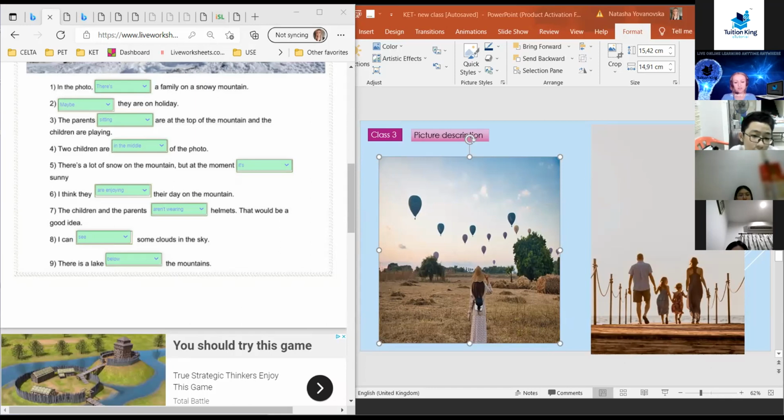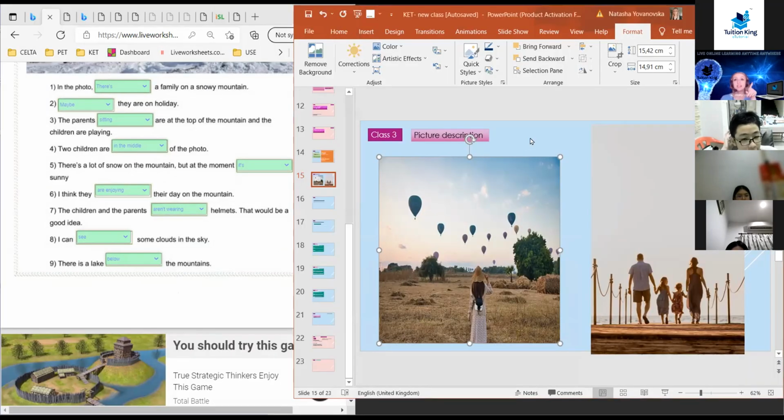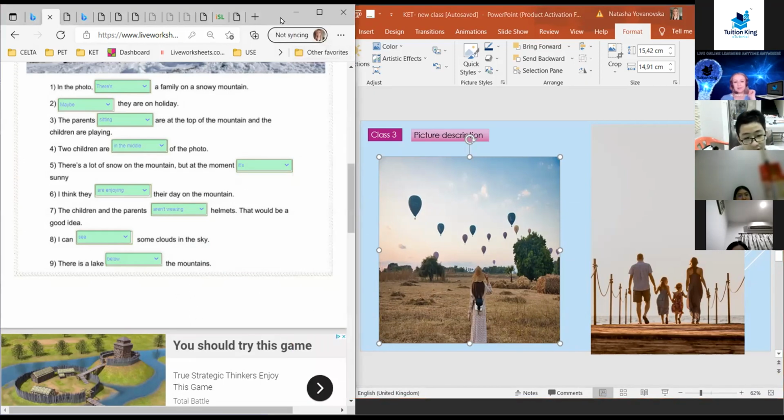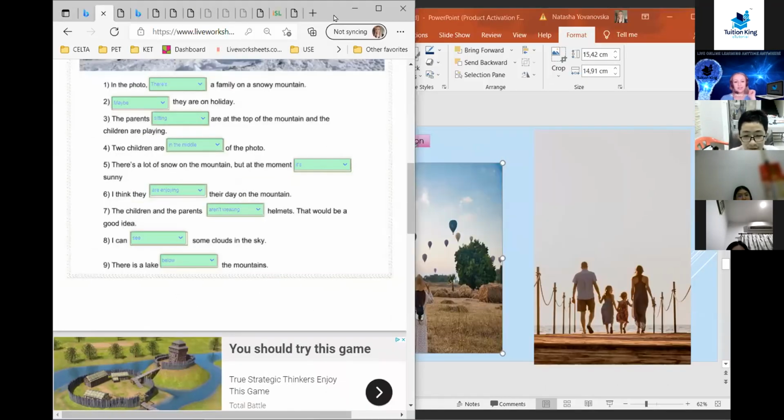Okay. Good. She is wearing a hat. She is, sweetie, not are. She is wearing a hat. That would be a good idea. She can see some clouds in the sky. Okay. Good.